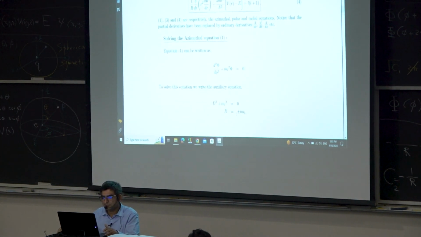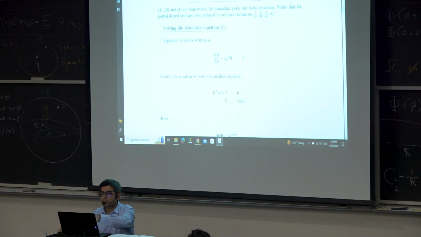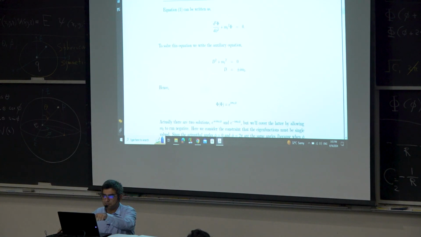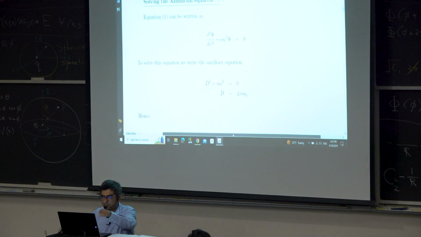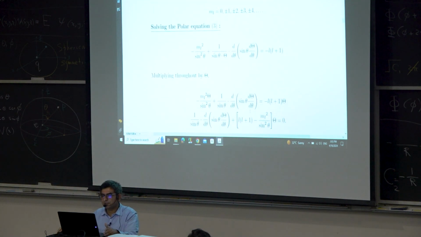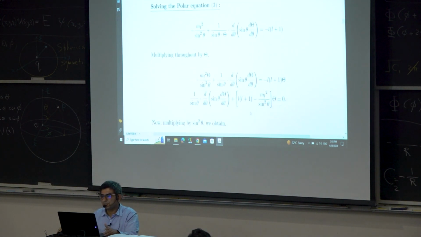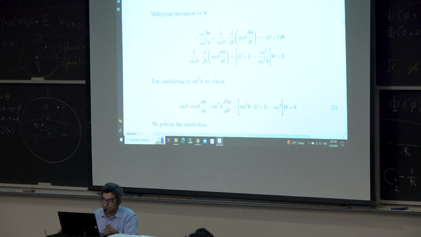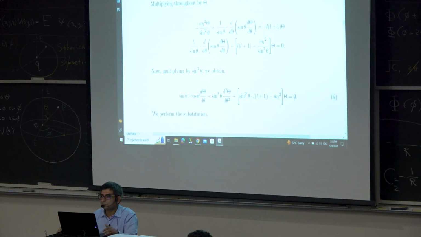So this is my equation. By the way, this is what I've done on the blackboard for you, so I don't want to go over this again. I've already done this. Now let's look at the polar part. This is my polar equation. I multiply this by capital theta, the function, and I write it in this form. Then I multiply by sine square theta. I write it in this form.